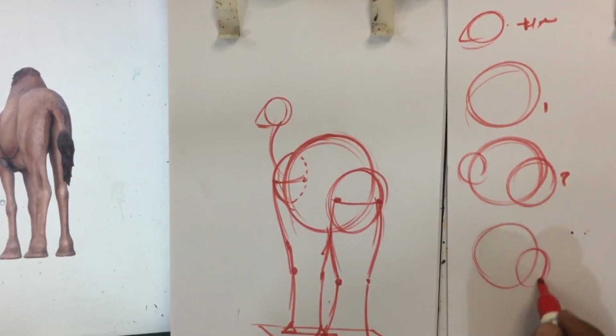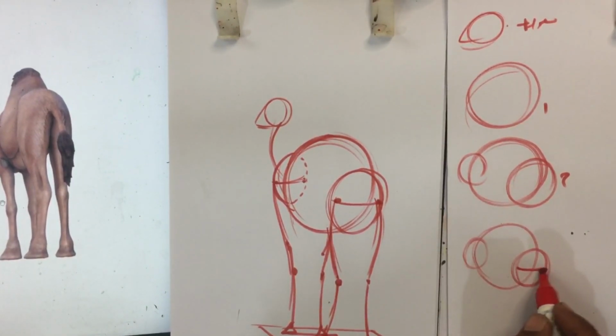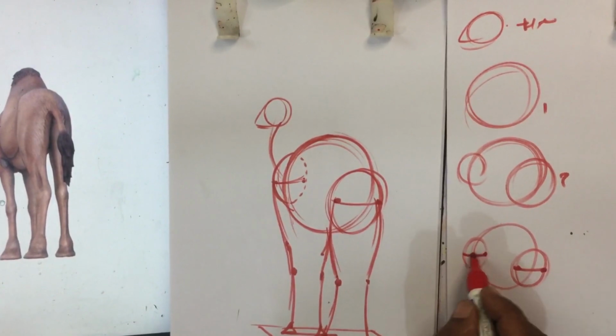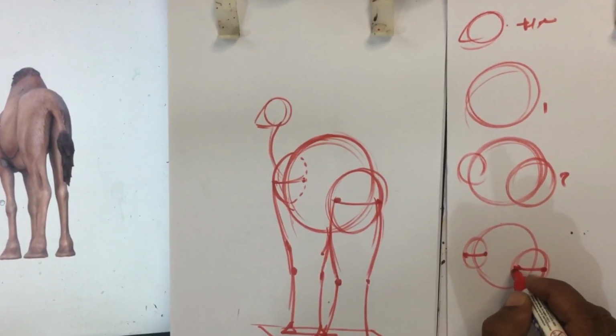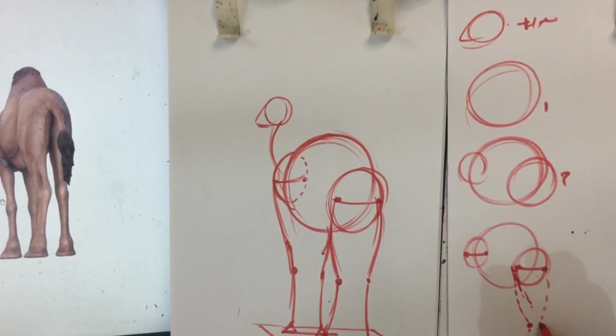Step 3: head, pelvis, torso. Here you can make two points for the legs. So make the two points, and from these points you can create the flow like this. Here the flow like this.